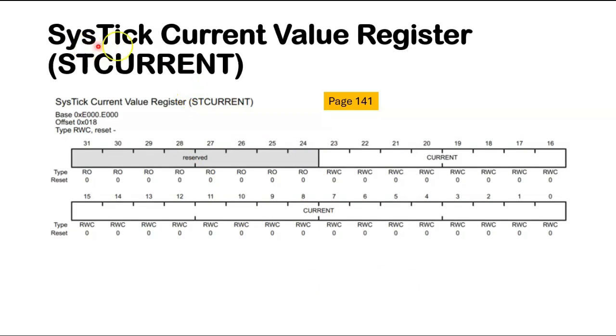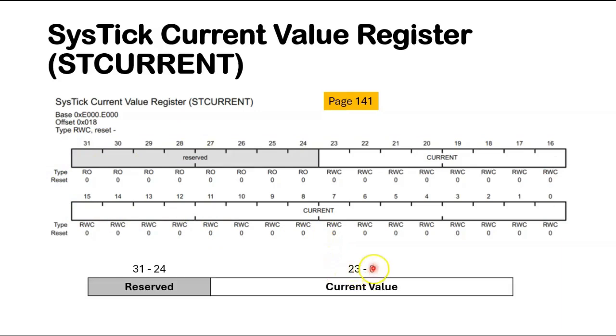Then finally, we have the SysTick current value register, or STCURRENT. This is the base address again, and here is the offset. And I've taken this from page 141 of the datasheet. And this is the register. Again, it's a 32-bit register, and I will summarize it here. And the current value basically sits in from bit 0 to bit 23.